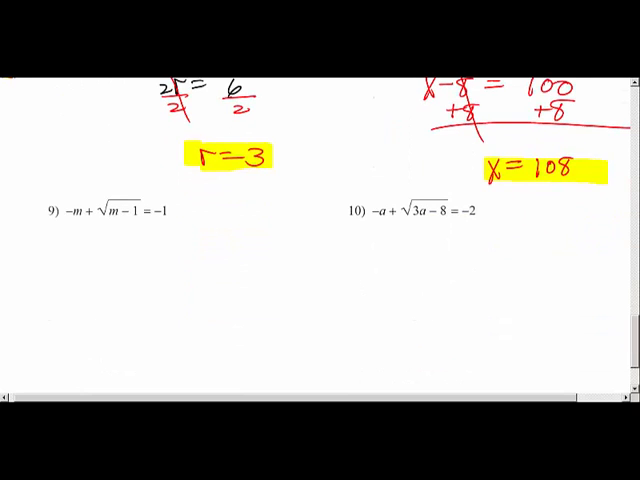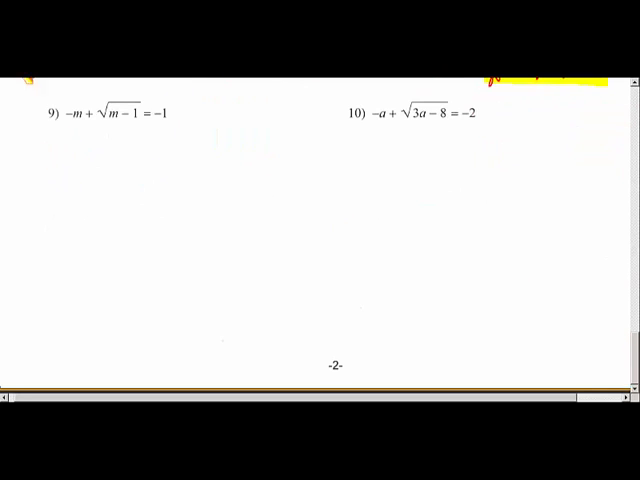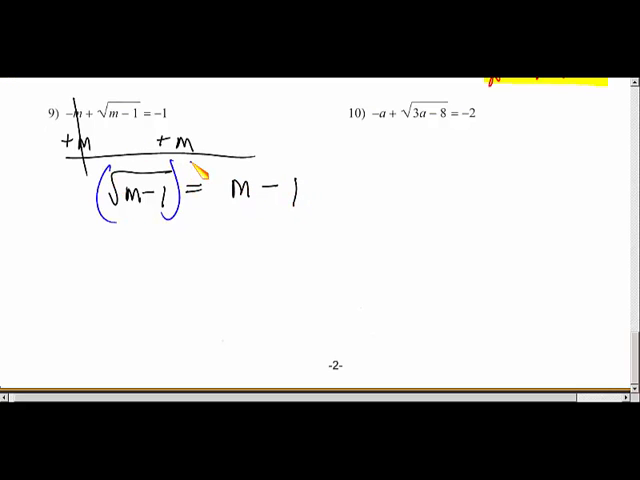Okay, and these last two I'm going to end up with quadratic equations that I'm going to solve by factoring, and these are also going to involve a little bit of FOILing as well. So just like before, I want to get the radical all by itself on one side of the equation. So I add m to both sides, and now I'm ready to square both sides of the equation, so I get m minus 1 equals.